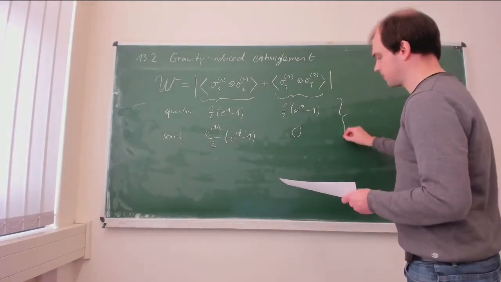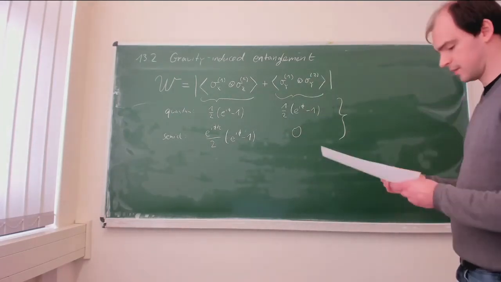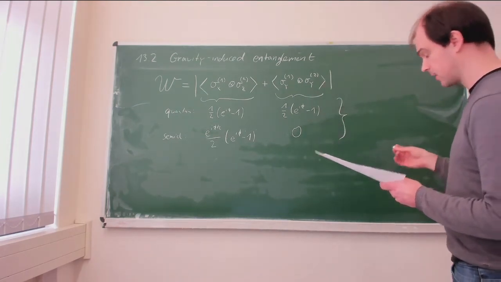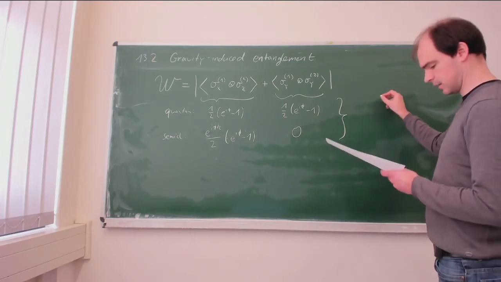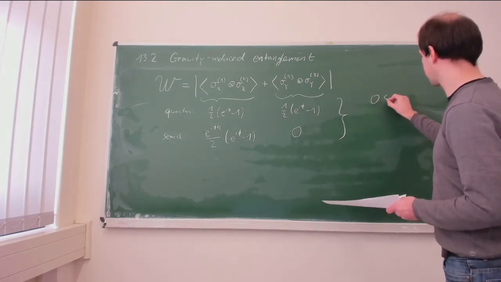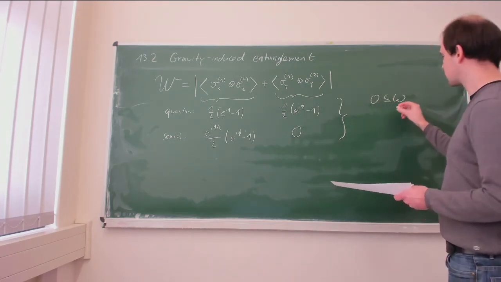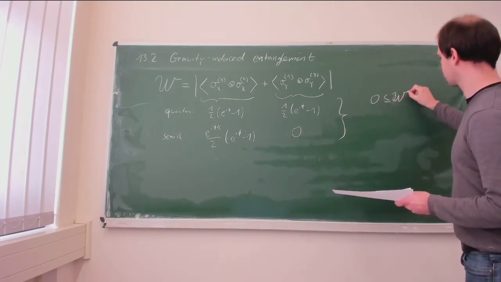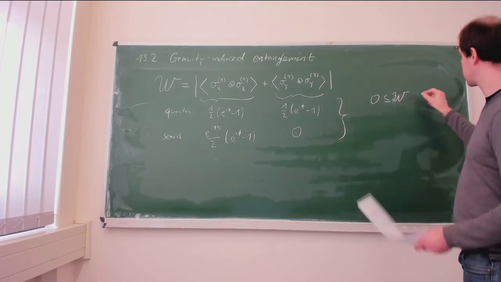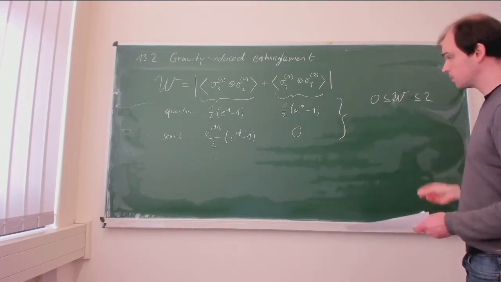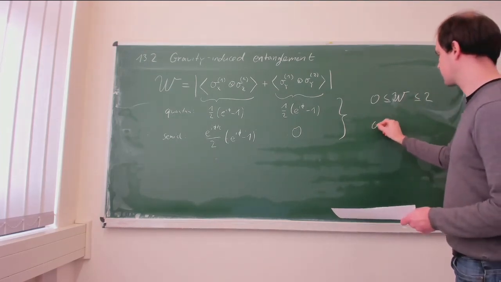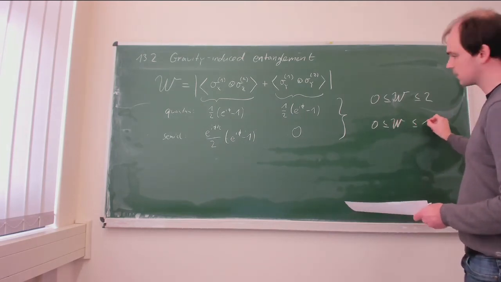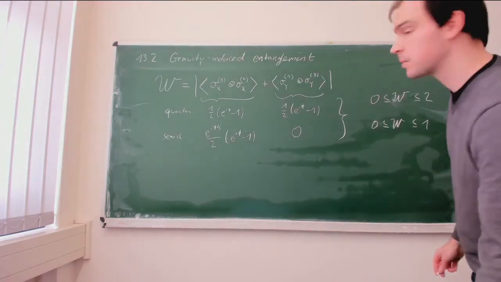So if we calculate this entanglement witness, then we find that in the quantum case we have our W being between 0 and 2, and in the semi-classical case W can only take values between 0 and 1.